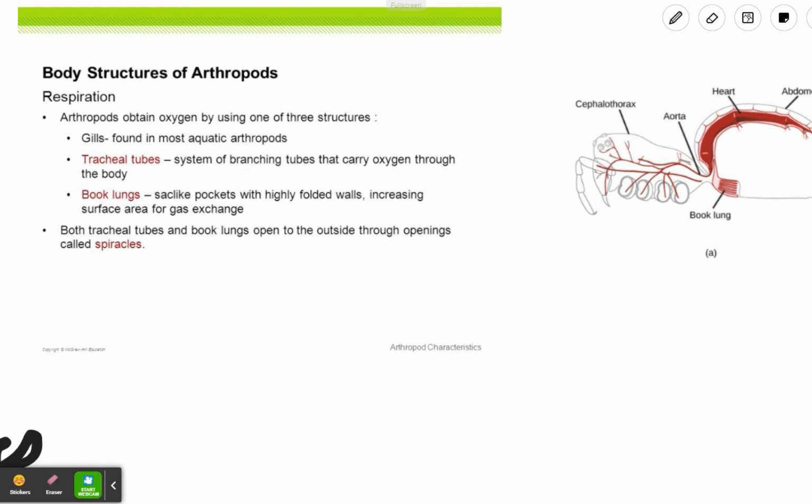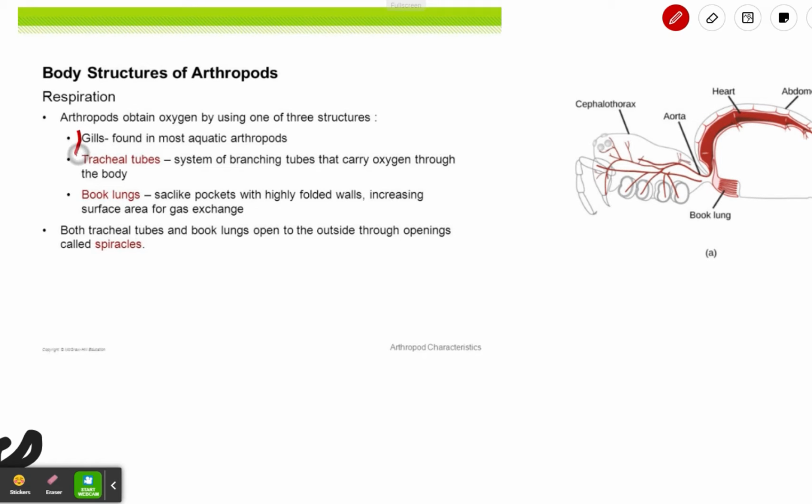Over here, the body structures which I am telling you about are important for an organism's oxygen intake. So how do they breathe, you could say. Don't worry about respiration, there's a whole long chapter, so we're going to discuss that. As I told you, phylum Arthropods is one of the most diverse and one of the largest phyla in the world. So they have different structures to breathe.